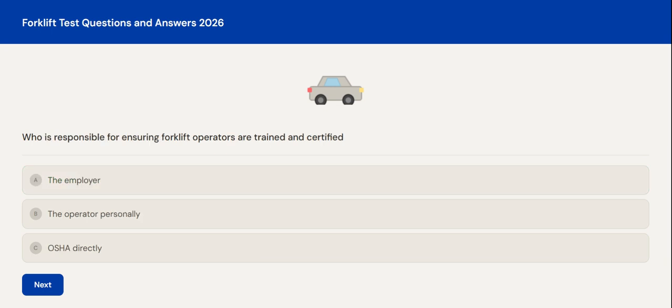Continuing. Who is responsible for ensuring forklift operators are trained and certified? The employer. The responsibility sits with the employer, not the employee. If an operator is uncertified, it is the employer who faces the OSHA citation.